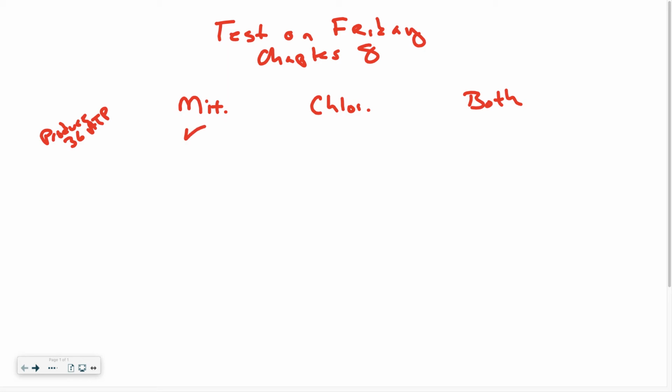Complete cellular respiration should produce 36 ATP, as long as oxygen is present. Oxygen is a waste product. Which one of these produces oxygen as waste? The chloroplasts. Mitochondria use oxygen. Chloroplasts in the light reactions produce oxygen, but as a byproduct. So it's one of the products of the photosynthesis reaction.